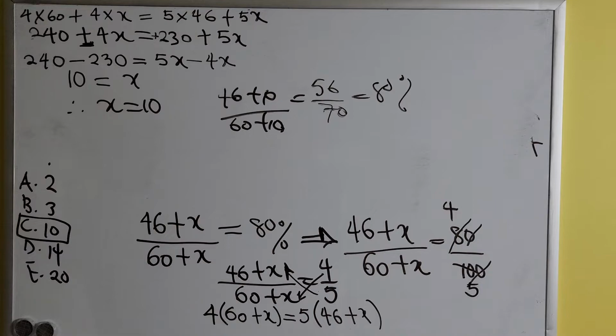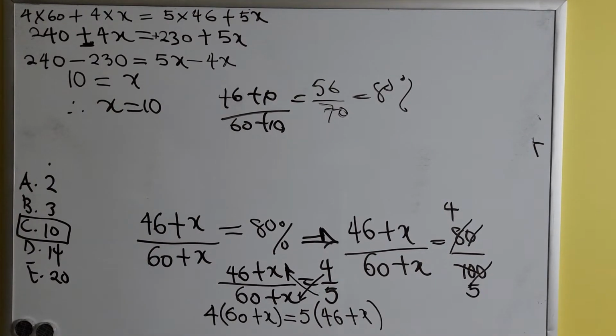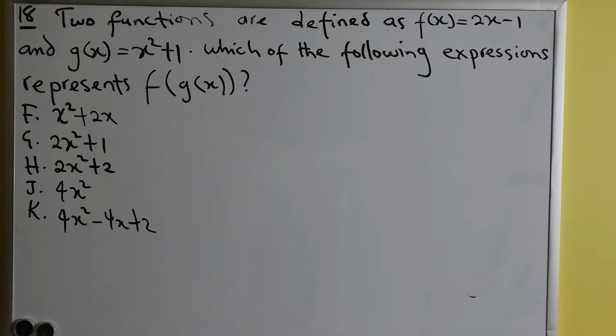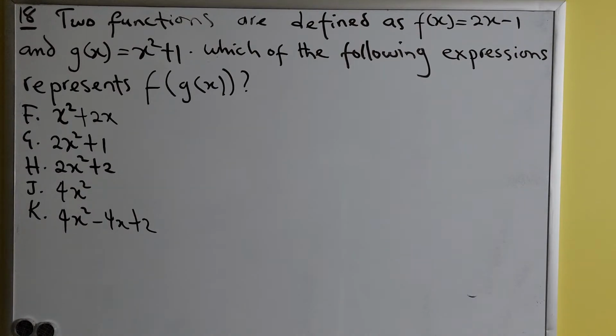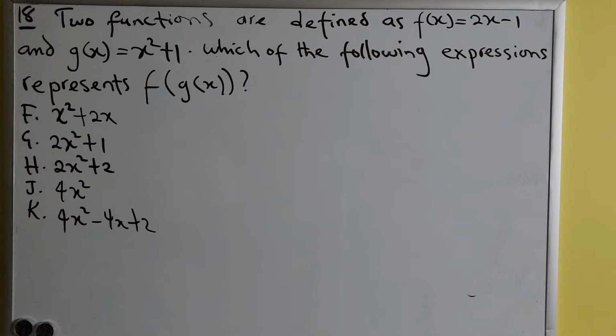So that's question 17, I believe. Let's now go to question 18. In this question, it says two functions are defined as f of x is equal to 2x minus 1 and g of x is equal to x squared plus 1. Which of the following is the expression for f of g of x, what is the expression, right?